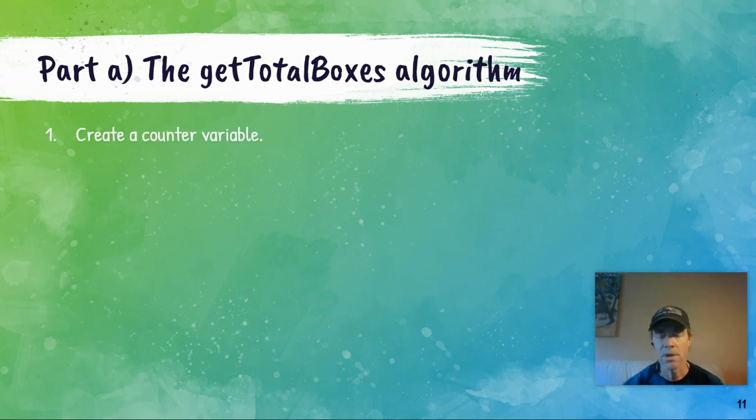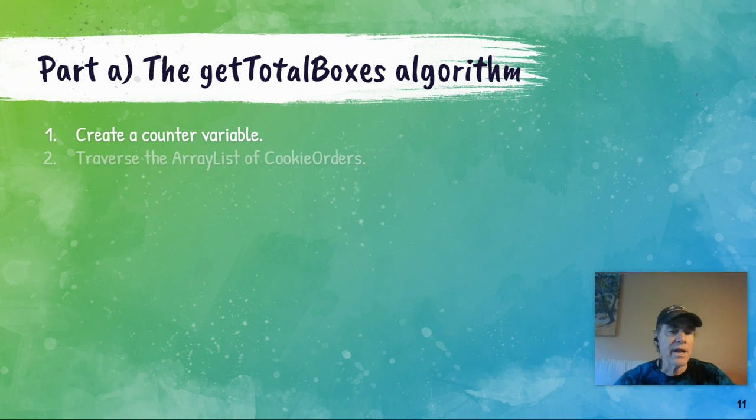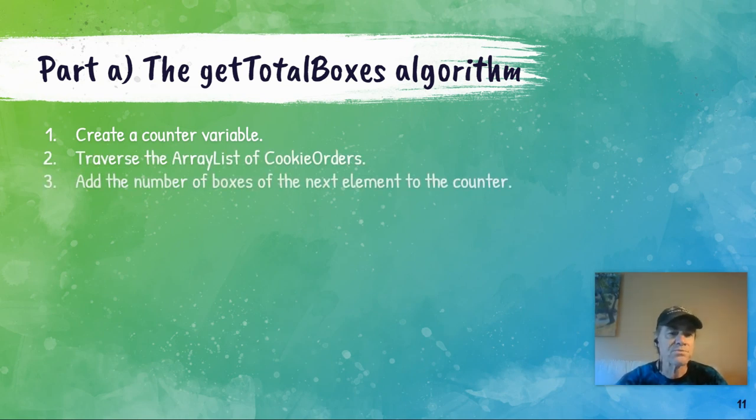I'm going to traverse the array list of cookie orders. I'm going to find out how many boxes are in the next element in that array list, add that to counter, and then at the very end, I'm going to return counter. So the algorithm for this is really not that difficult, 4 steps, but pretty straightforward. So there it is. There's the whole code. All right, so that's the whole thing.